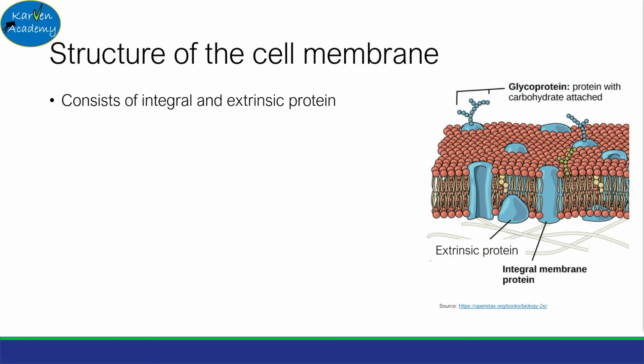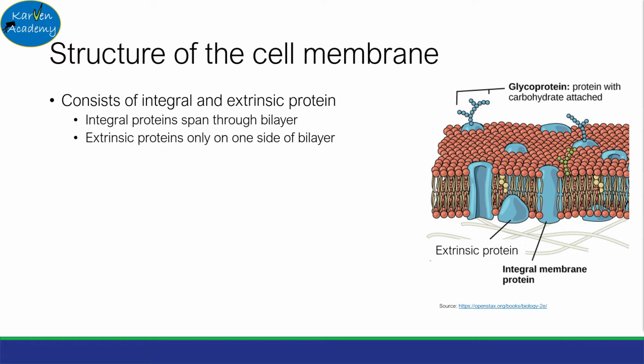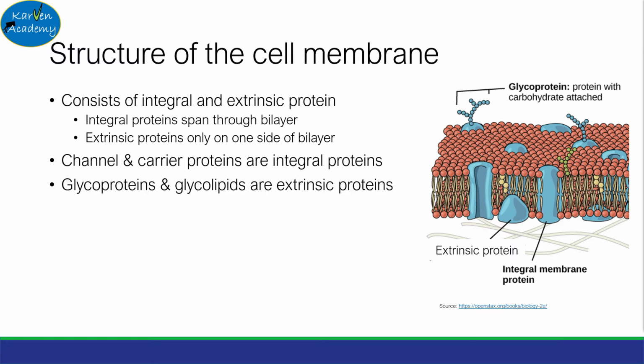When looking further at the structure of the cell membrane, we see that it consists of integral and extrinsic proteins. Integral proteins span the whole bilayer, while extrinsic proteins are present only on one side of the bilayer. Channel and carrier proteins are examples of integral proteins, while glycoproteins and glycolipids are examples of extrinsic proteins.